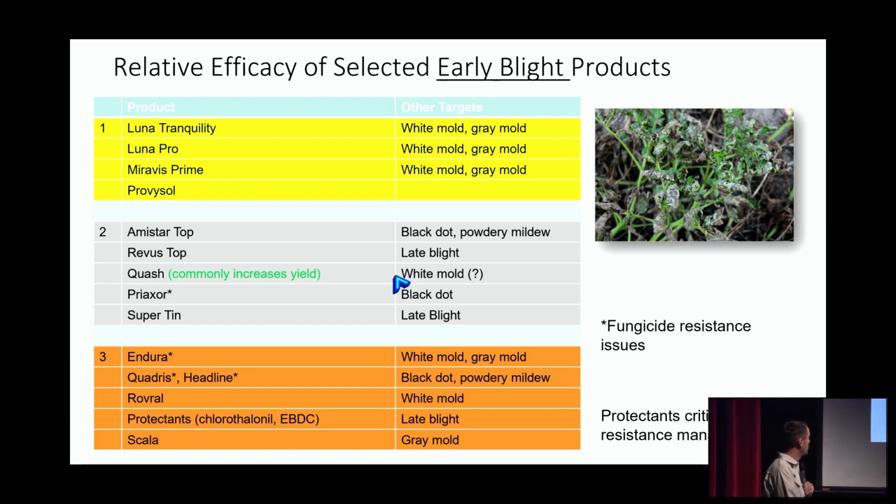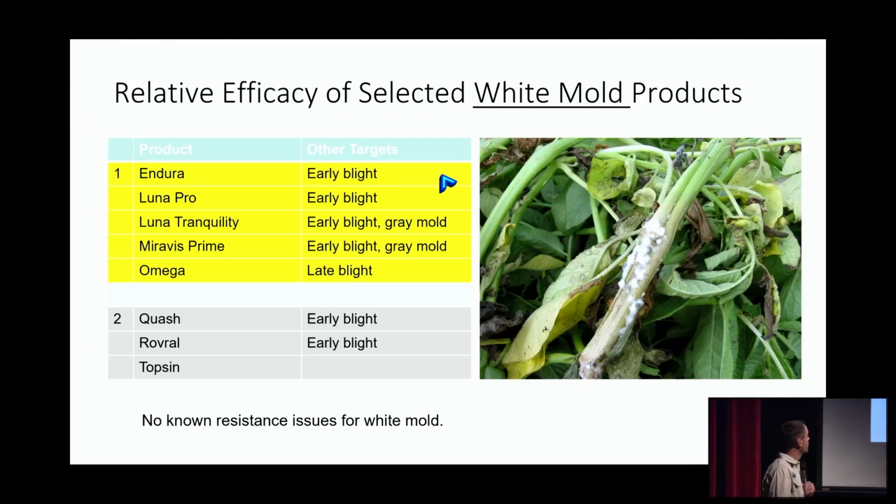But when it's mixed with something else, say Endura with Provosol, you get the power of the Provosol and some activity from the Endura, and you get the white mold because you have Endura in there. For white mold, we just have a gold and silver, mainly because all of these products work pretty similar as far as controlling white mold, at least that's been our experience. Whereas these other ones, they're just not as good. No known resistance issues with white mold, just as another thought.